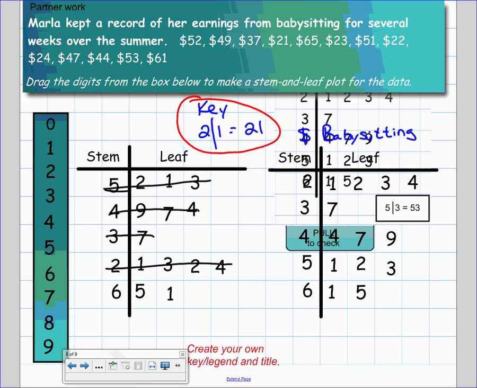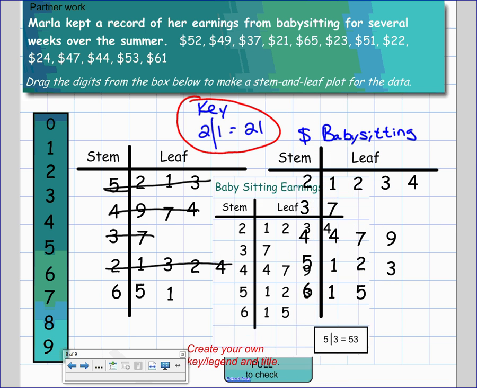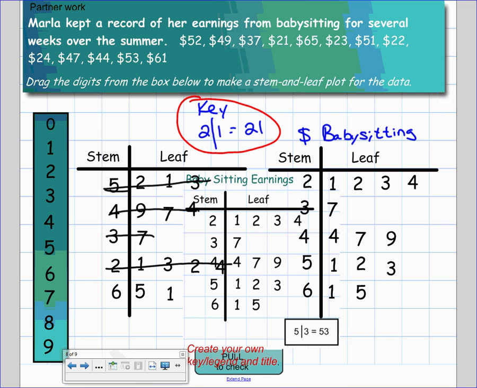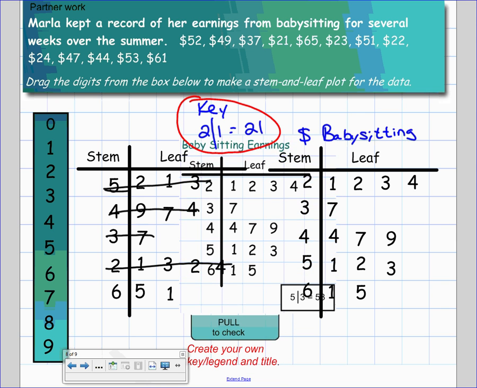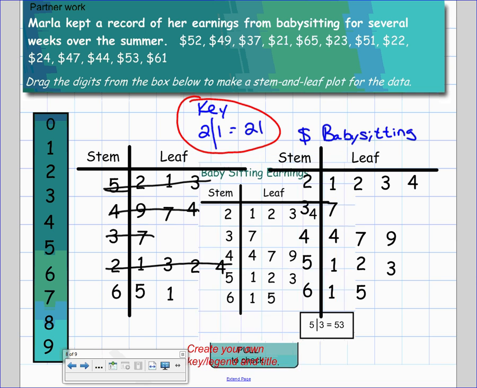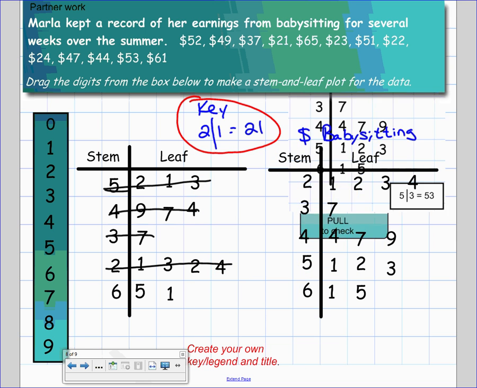Let's do a quick check. There you go. 2, 1, 2, 3, 4. 3 and 7. 4, 7, 9. 1, 2, and 3. 6, 1, and 5. 5, 3, 53. We did 21. Looks good.